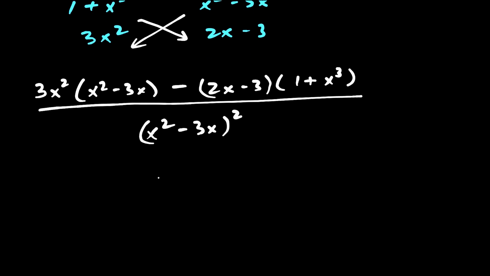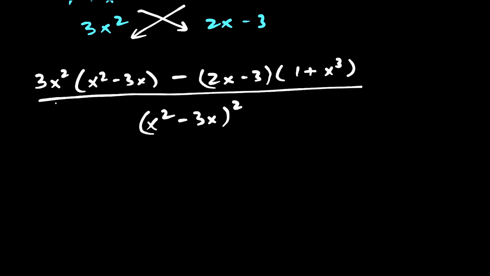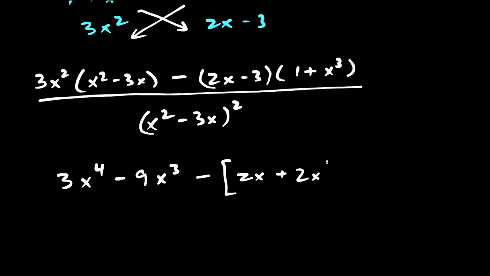Now again, this should be cleaned up, so let's go ahead and do the algebra for this one. So we're going to go ahead and distribute that 3x squared. So we have 3x to the fourth minus, now we'll have 9x cubed. And then remember, we're subtracting this whole thing, so I'm going to keep a bracket here while we FOIL this out or distribute it. So we'd have 2x to the fourth, distributing the 2x, minus 3 minus 3x cubed.